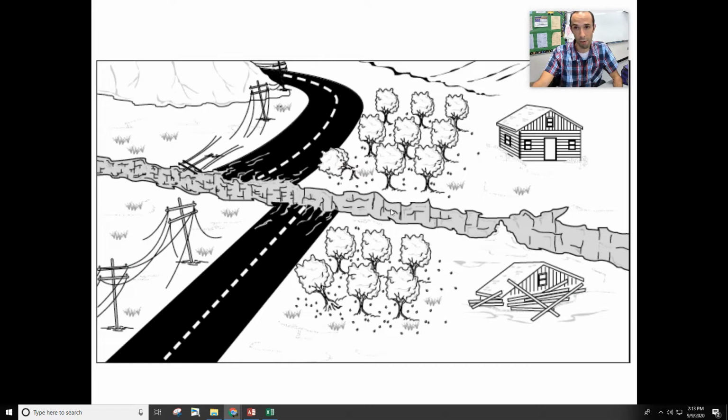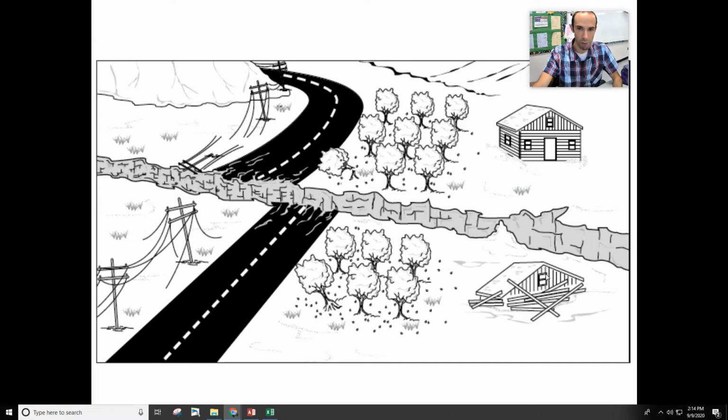Same is true with this picture. We can make some observations. We could say that there is a barn, and I can see 1, 2, 3, 4 windows and 1 door on the barn. You could say that there is a road. You could say that there's a broken barn. These are all observations that are directly observed at this moment in time right now.